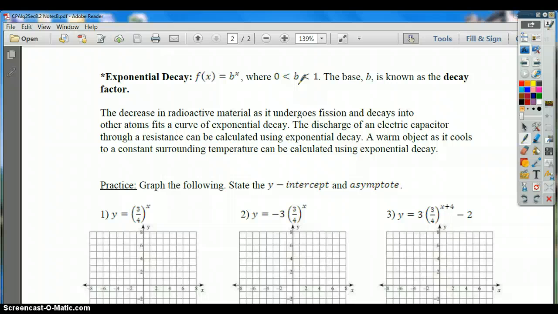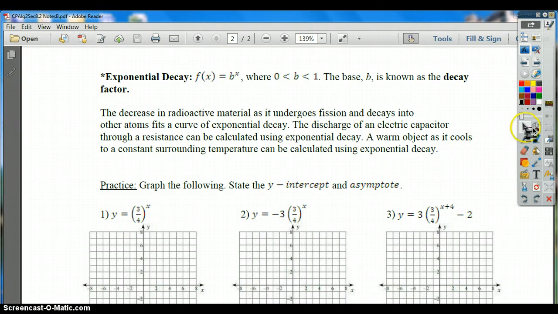Like when you buy a vehicle, usually you buy it when it's the most valuable, and as you drive it, it loses its value, okay? That's exponential decay. So you can read this as you go down through the decreases in radioactive material as it undergoes fission and decays into other atoms. It's a curve of exponential decay. The discharge of an electric capacitor through a resistance can be calculated using exponential decay. The warm object as it cools to a constant surrounding temperature can be calculated using it too. So these are a bunch of examples here, as you can see.